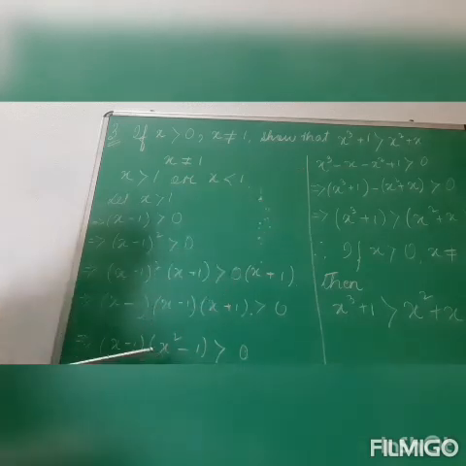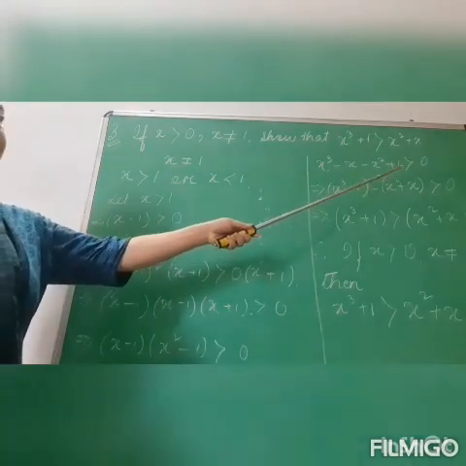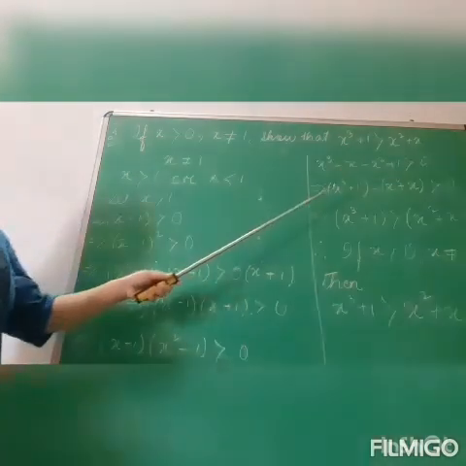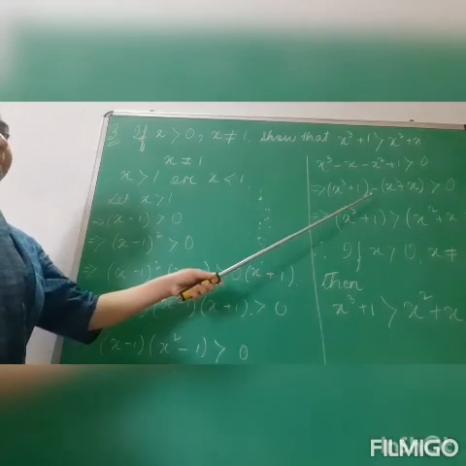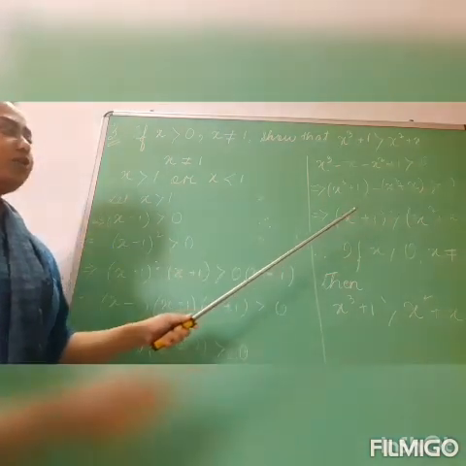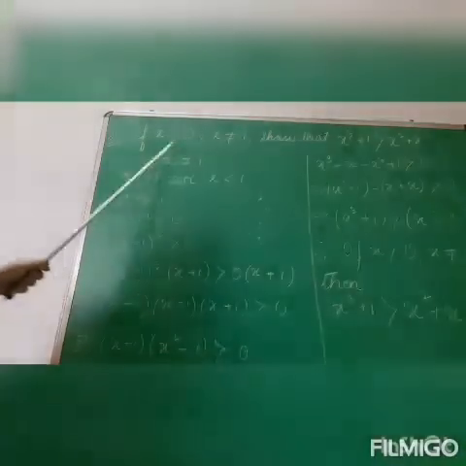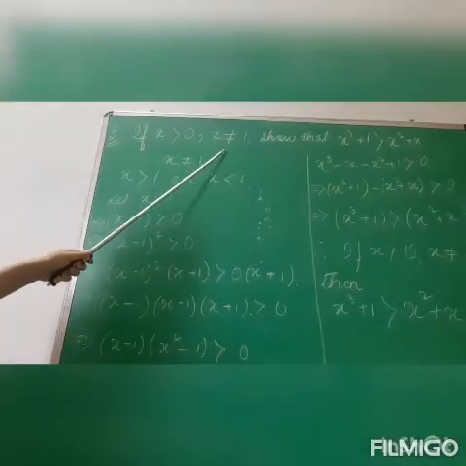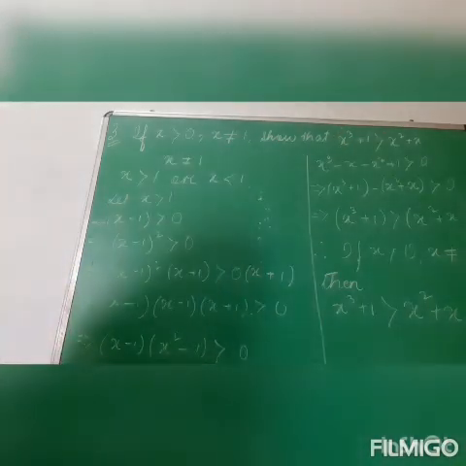Now see, if I multiply this out, I will get x cube minus x square minus x plus 1, which is greater than 0. Now, x cube plus 1, I keep it together, minus (x square plus x), greater than 0. So x cube plus 1 will be greater than x square plus x. So therefore, if x is greater than 0 and x is not equal to 1, then you can say that x cube plus 1 is greater than x square plus x. Okay. The rest of the sums we will do in the next video. Okay. Thank you.